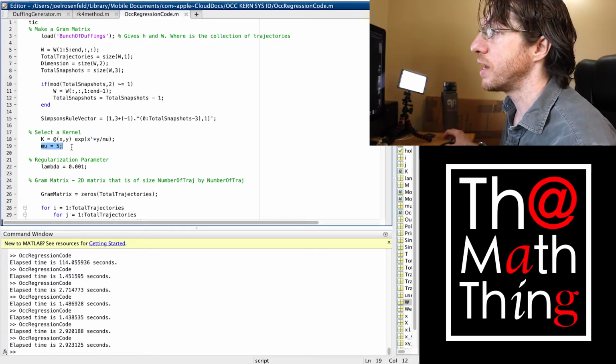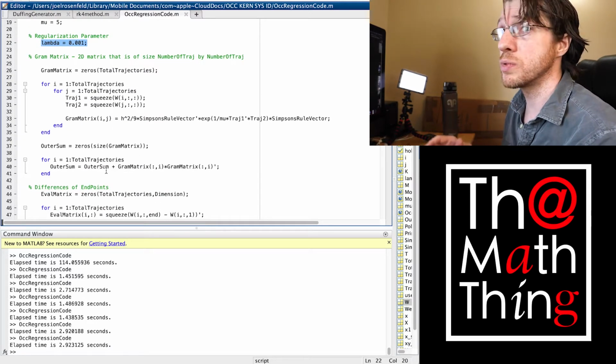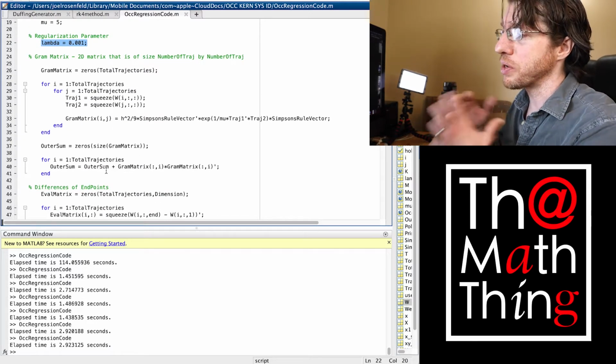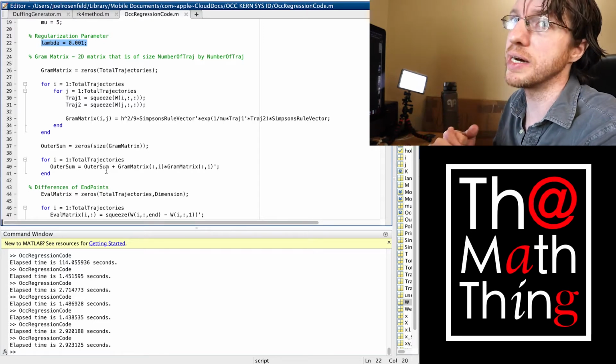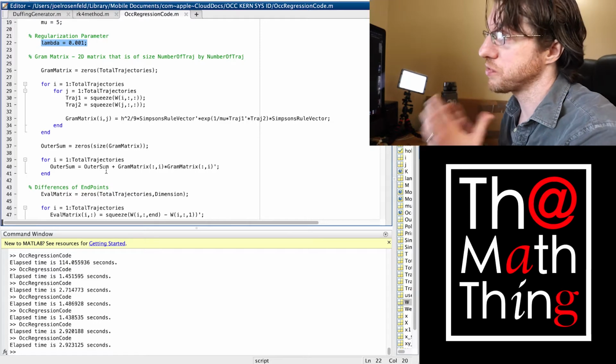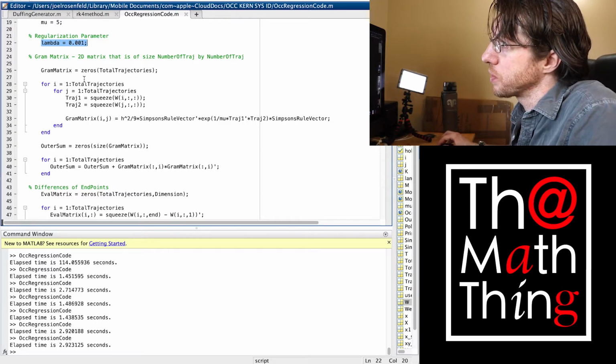I selected mu to be 5, found that it ended up working, and our lambda was selected to be 0.001. So I'm trying to make that regularization with our norm to be as small as possible, so we prioritize the minimization of our loss function. So to make the gram matrix, we're going to go through each of our trajectories.